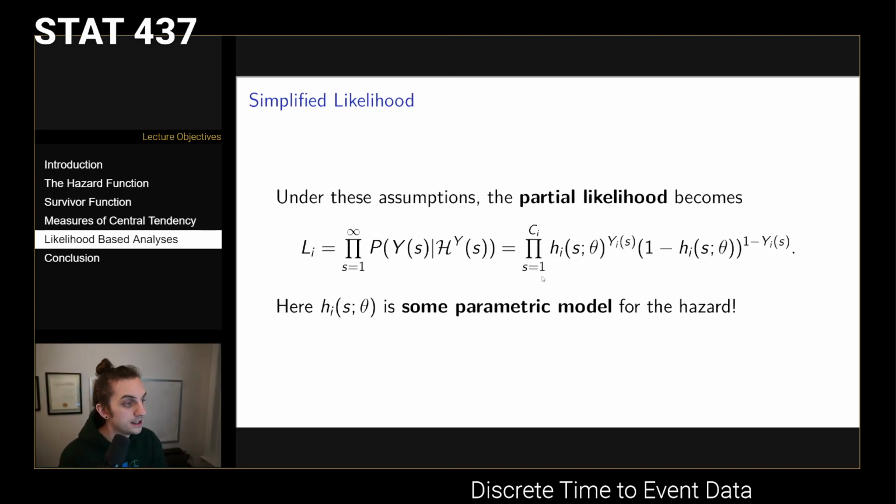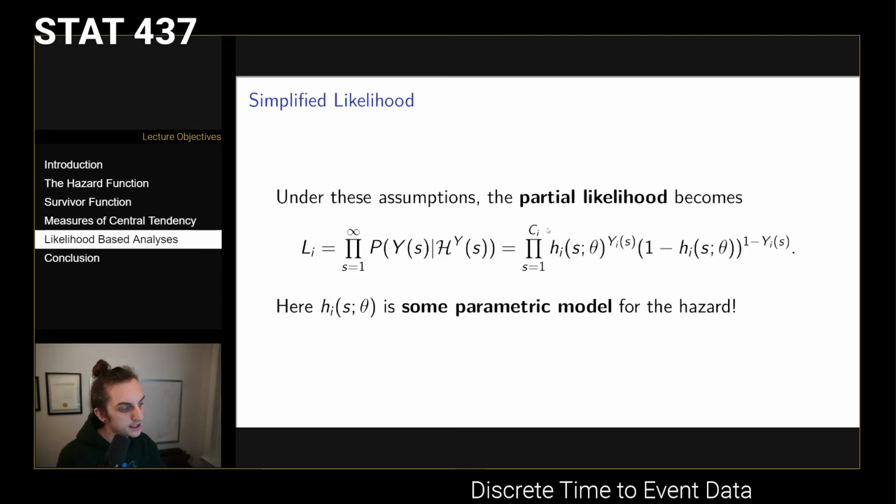So if we take just the product, instead of s equals 1 to infinity, if we just go up to whatever time the individual is going to be censored at, we can treat that as fixed because we know that censoring is not impacting our process itself. So even if it's a random censoring time, we can treat it as fixed because of that non-informative censoring, right?